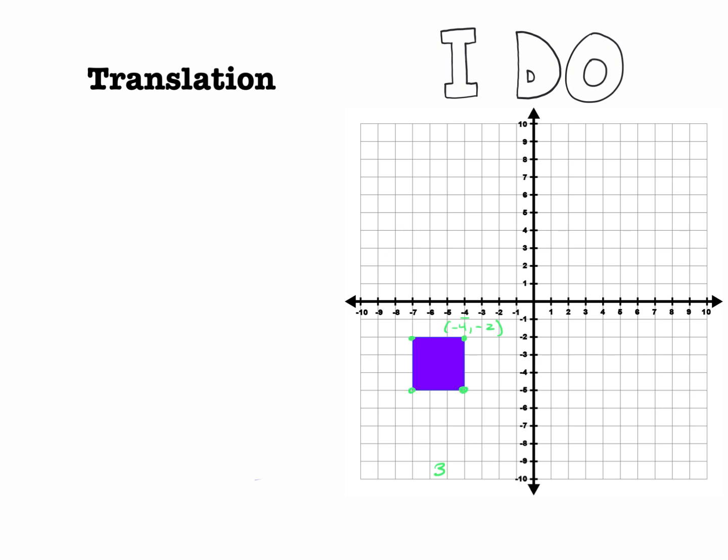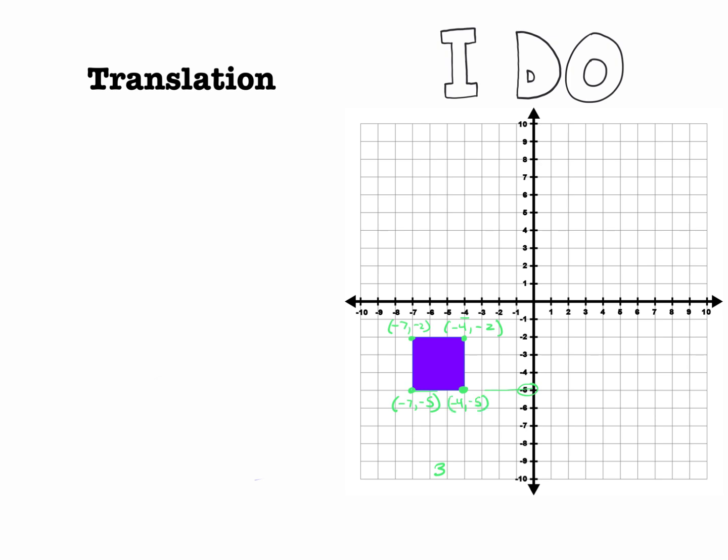Okay. This one is -7, -2. This one down here is -7, -5. And I know that because I'm just looking straight across this line to see where we are. And this one is -4, -5, right?